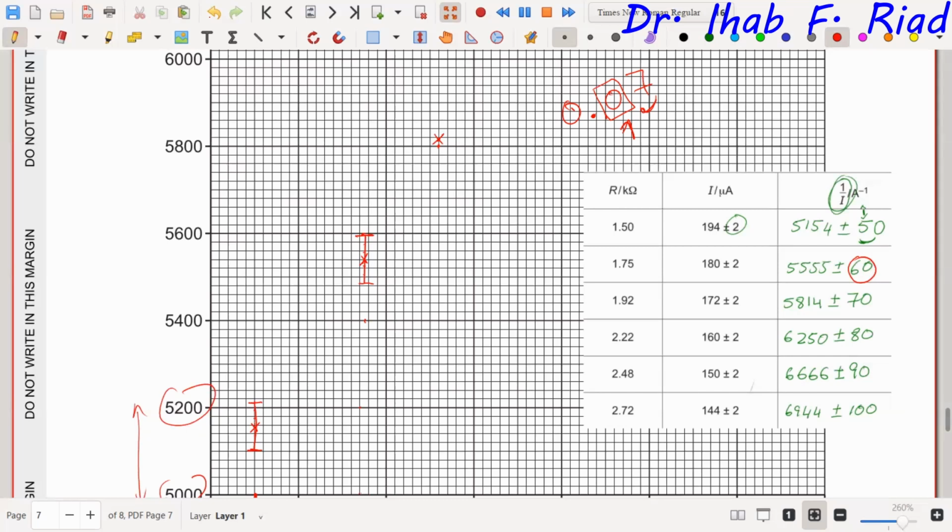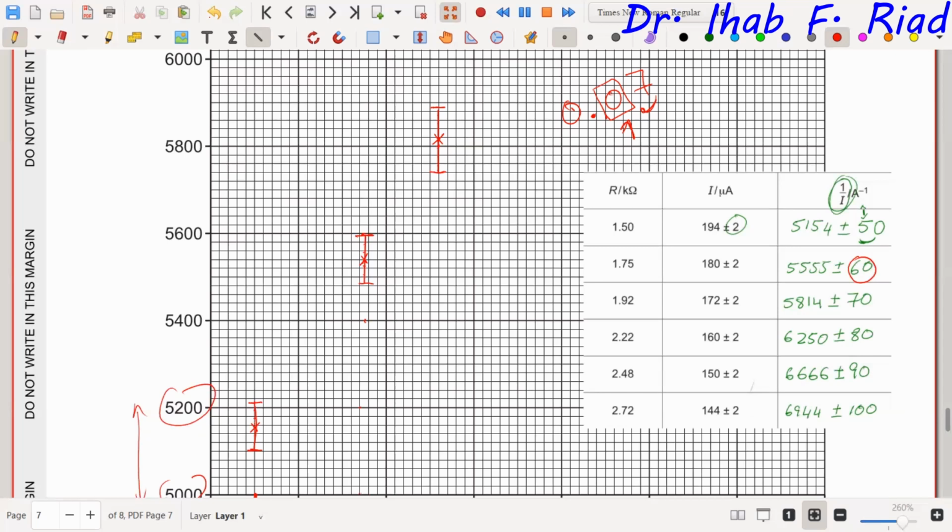What about the 70? 70 divided by 200, which is 0.35. Right? So we count 1, 2, 3, and a bit over half here. Then we count from here: 1, 2, 3, and a little bit over here. We can never be very sharp, right? Yes. But we are close enough.